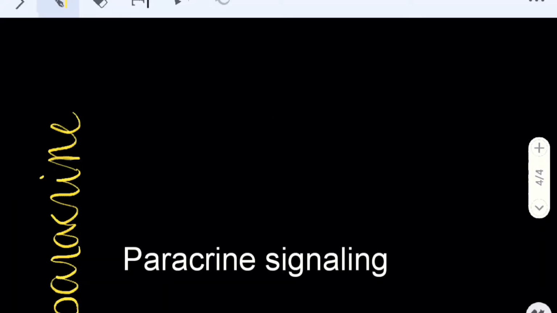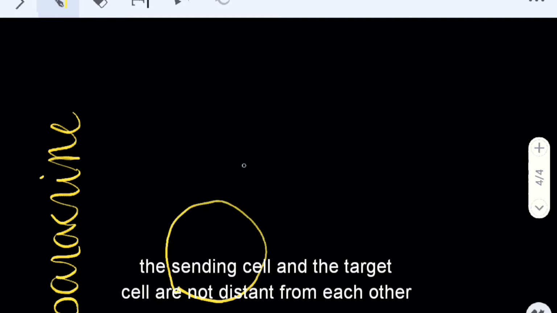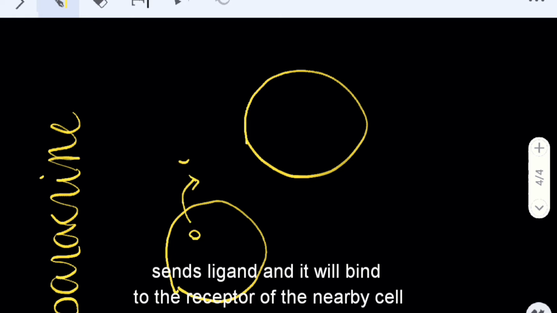Paracrine signaling. This involves two cells that are closely situated to each other. The sending cell and the target cell are not distant from each other, so the sending cell just sends the ligand and then it will bind to the receptors of the nearby cell.